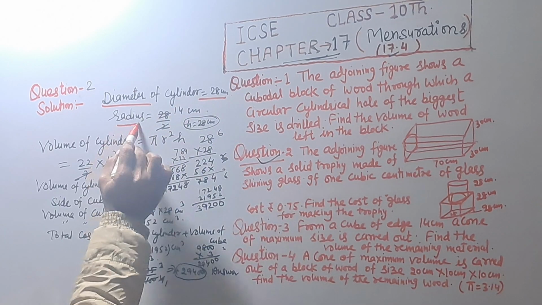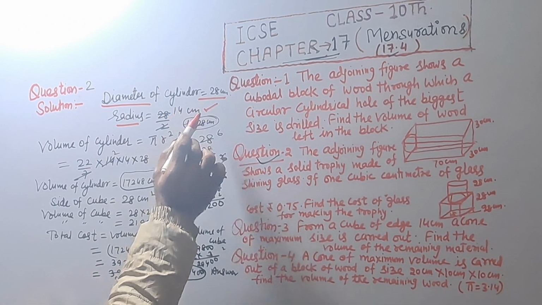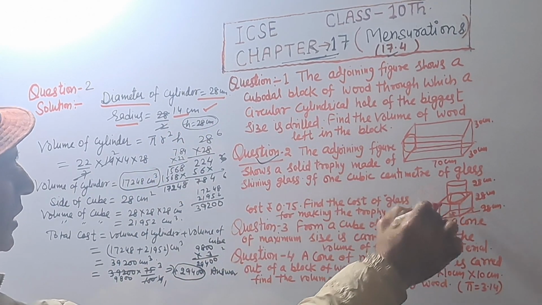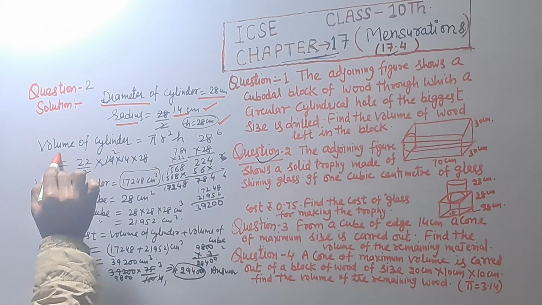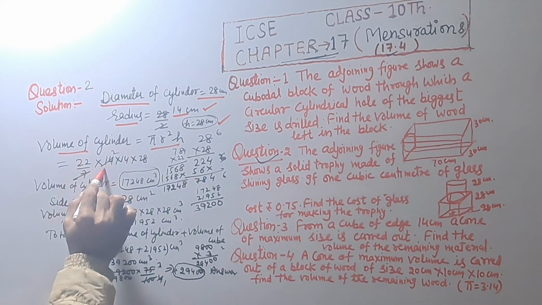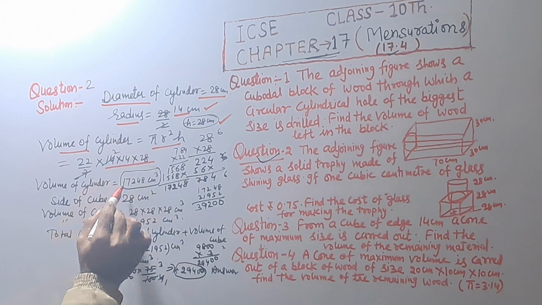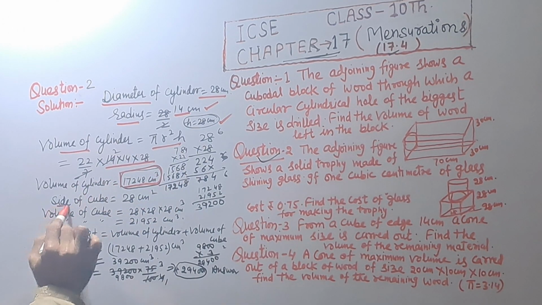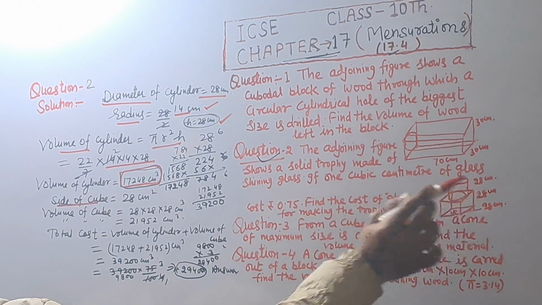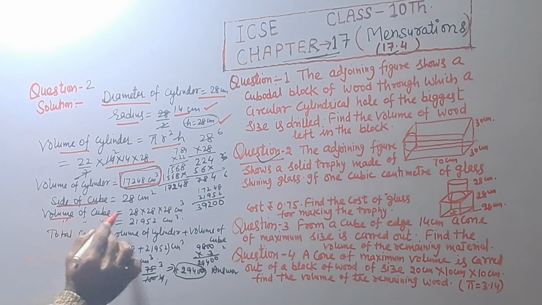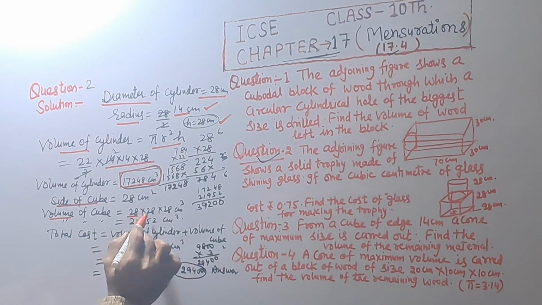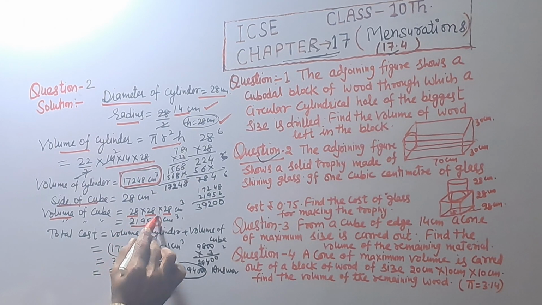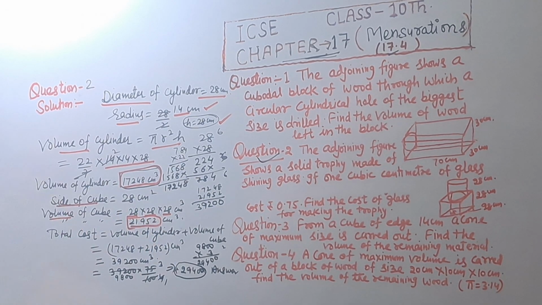Diameter of cylinder is 28 and its radius is half of diameter, that is 28 upon 2, which is 14 centimeter. And height of cylinder is 28 centimeter. Volume of cylinder is pi r square h, 22 upon 7 into r into h. Then we get 17,248 centimeter cube, and side of cube is equal to 28 centimeter, so its volume is side raised to power 3, that is 28 into 28 into 28, and we get 21,952 centimeter cube volume of cube.